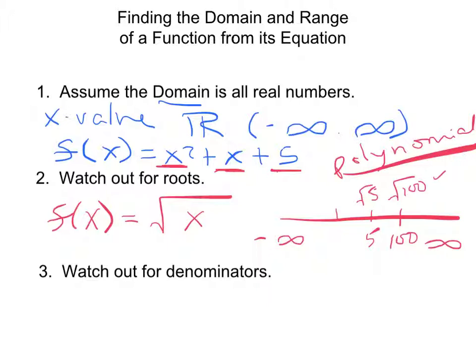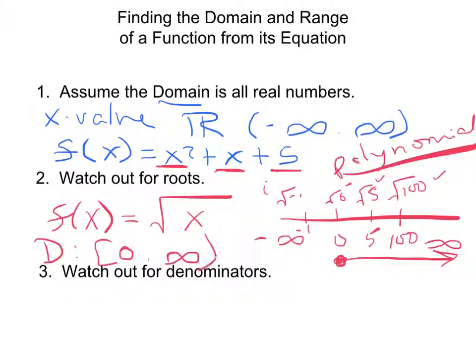How about 0? We're going to take the square root of 0. That's going to be 0. That's okay. But then we go a little bit below 0, negative 1. If I try to take the square root of negative 1, that's the imaginary number i, which is undefined. So we really have a domain in this case that includes 0 and all positive numbers, but nothing below 0. So the domain of this function would be from 0 to infinity.